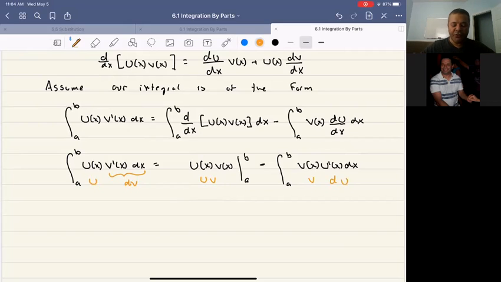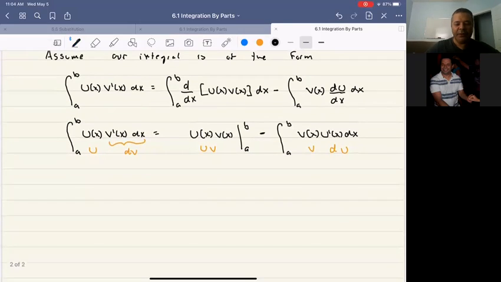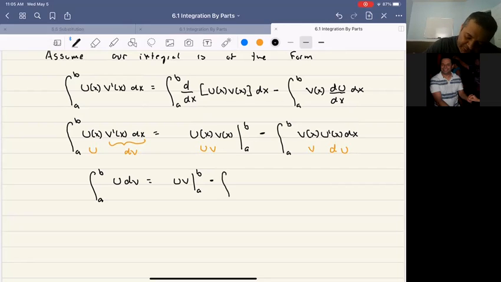So the way that you normally see the integration by parts formula is the integral from a to b of u dv equals u times v evaluated at a and b minus the integral from a to b of v du.